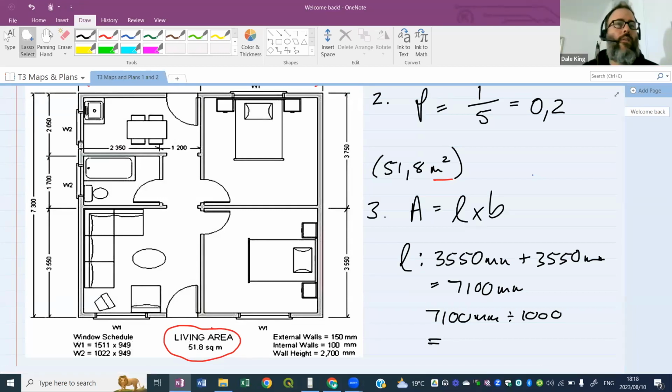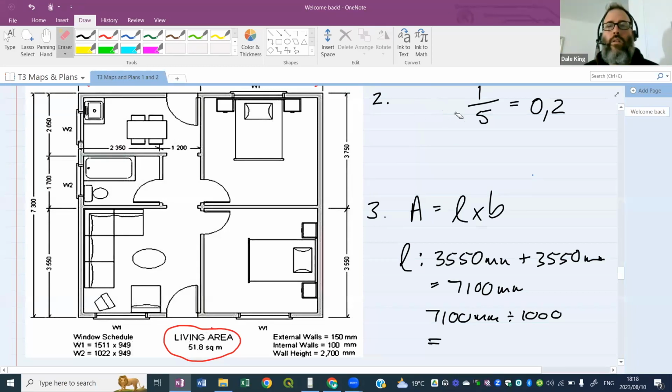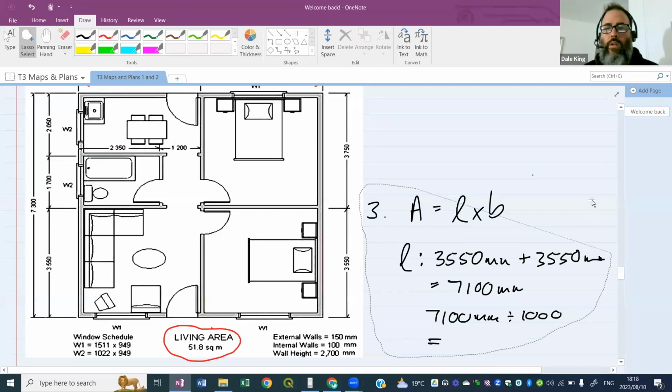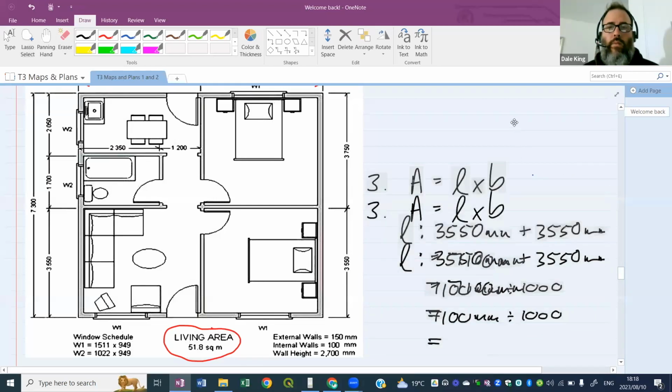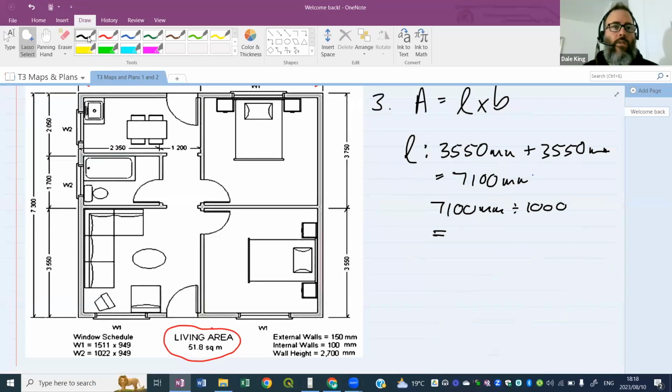Is it 7,1? Absolutely. Yes, you are absolutely right. All right, let me just move this up. I'm going to make space here, 7,1. I'm going to write it down. Just move this up quickly. All right, that should be fine. So 7,1 meters.